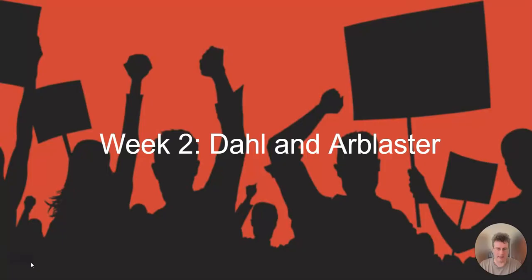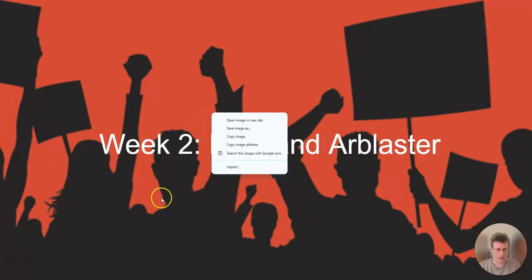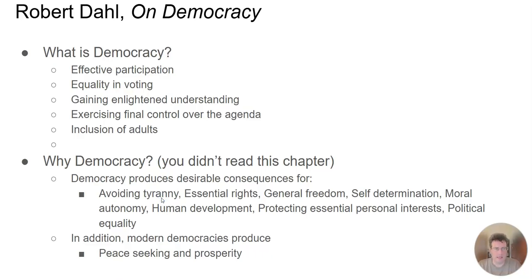So the first thing we're going to look at is the work by Robert Dahl in his work on democracy. A couple of things to keep in mind here, right? In the very first chapter, he's basically laying out what he thinks is important about democracy. And I have those listed on the slides. So for him, democracy is about effective participation. And you can decide what you think effective means there, right? What does it mean for a citizen to effectively participate in a democracy? Equality in voting, gaining enlightened understanding, exercising final control over the agenda, and inclusion of adults. So this is his definition of a democracy.